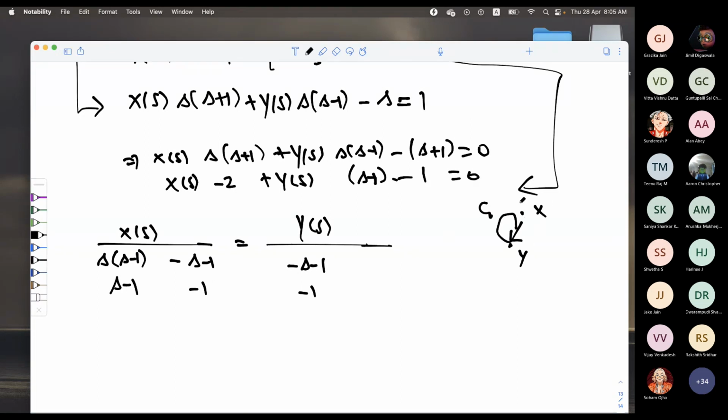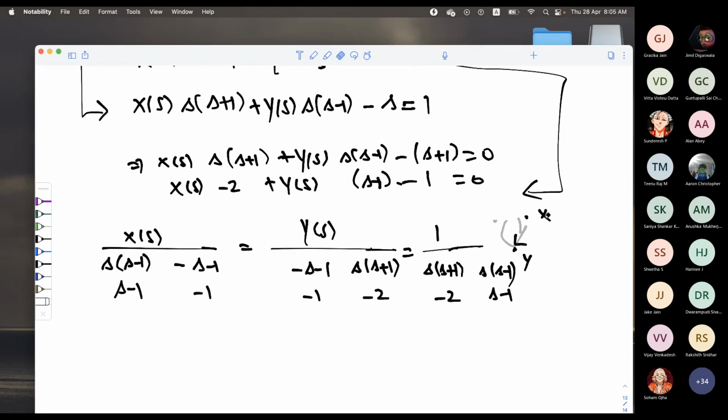If I am computing x, the first column should be of y, then the second column should be of the constant. If I am computing y, the first column should be my constant coefficients and the next column is my x coefficients. The x coefficient is s plus 1, then minus 2. For the constants, the first column should be of x, that is s into s plus 1. Then the second column should be of my y, s into s minus 1, and this is s minus 1. Is it clear?